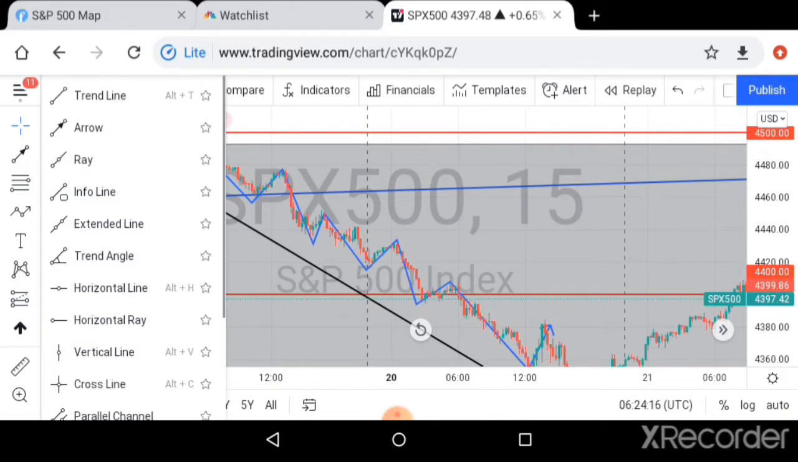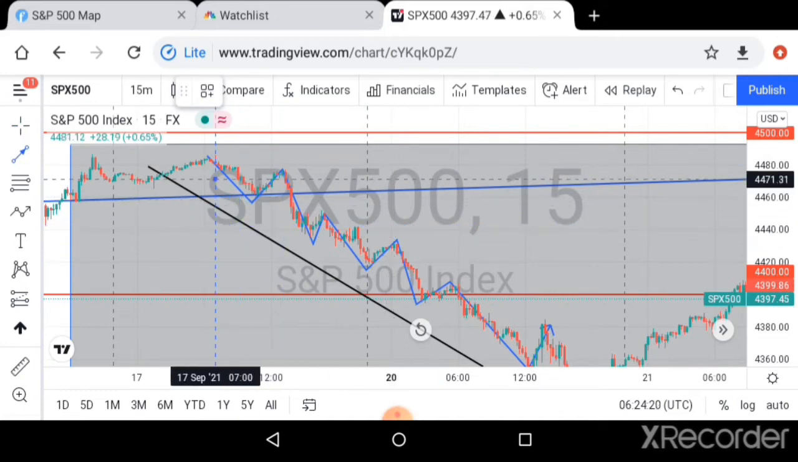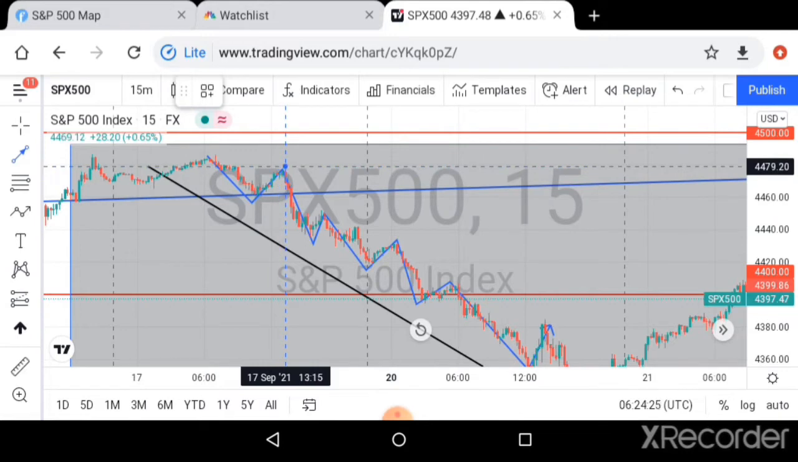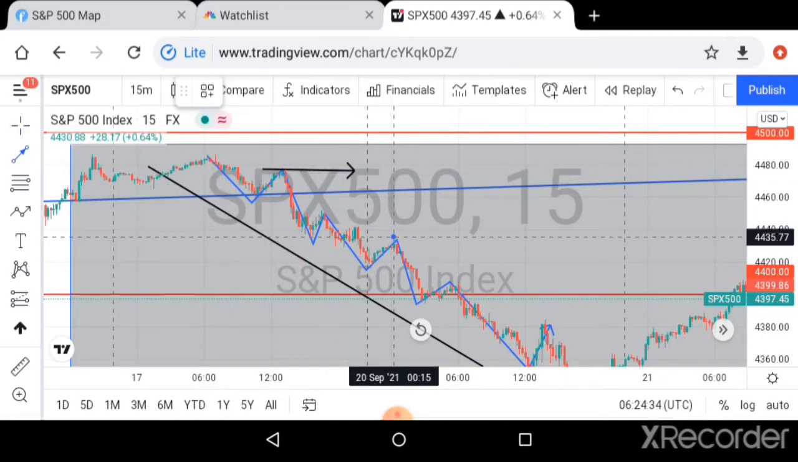I would say, if this was a downtrend, if market went down, then makes a correction, your correctional point, the last point of correction, is your structure. These are your structure points.